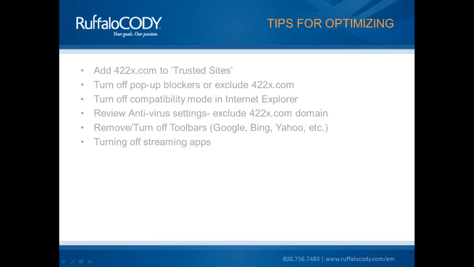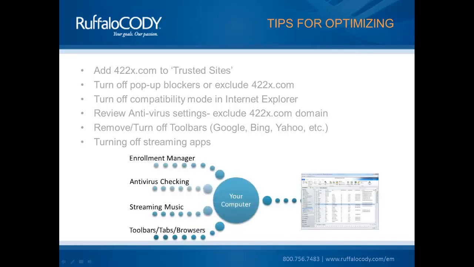This is another problem we see, is streaming applications. We'll be working with somebody who has real slow performance. We'll connect to their desktop and see that they're streaming music through Spotify or Pandora or something like that, or worse, streaming some sort of video off to the side. Those kinds of things, again, are taking up lots of bandwidth, so you want to make sure that you turn off any applications that are doing that type of thing.